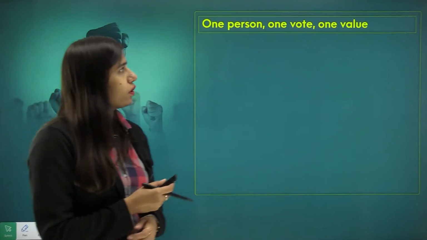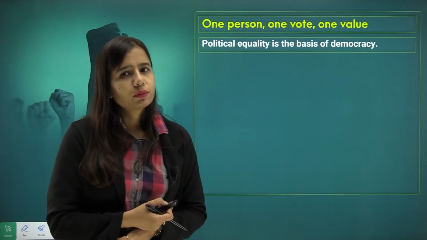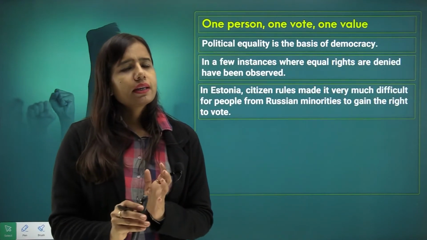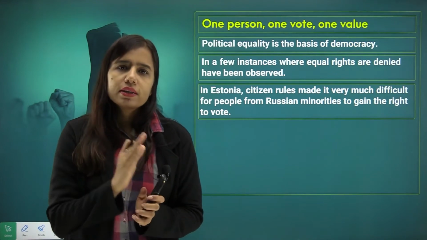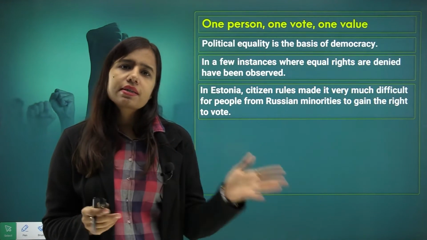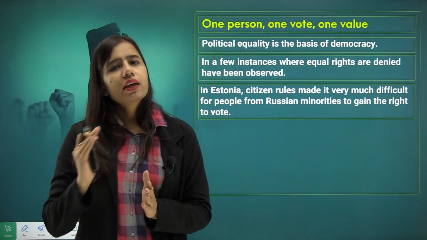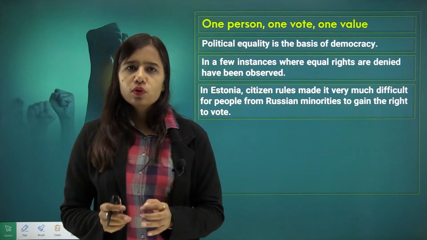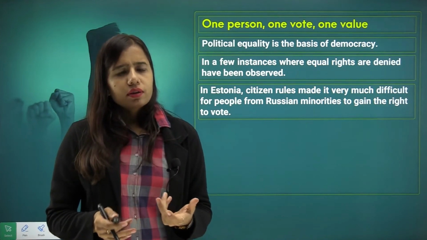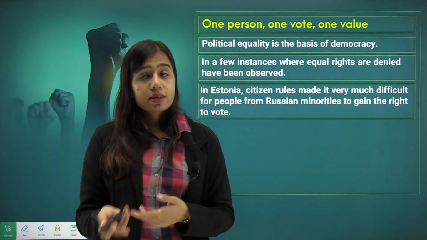So the third feature of democracy is one person, one vote and one value. All right, so what does it mean? That political equality is the basis of democracy. Political equality is very, very important, which means that in a country all the citizens are equal, right? And as I told you, people who are above the age of 18 all have the right to vote in our country. In different countries the age might be different, but more or less I would be taking 18 because in our country 18 is the age.